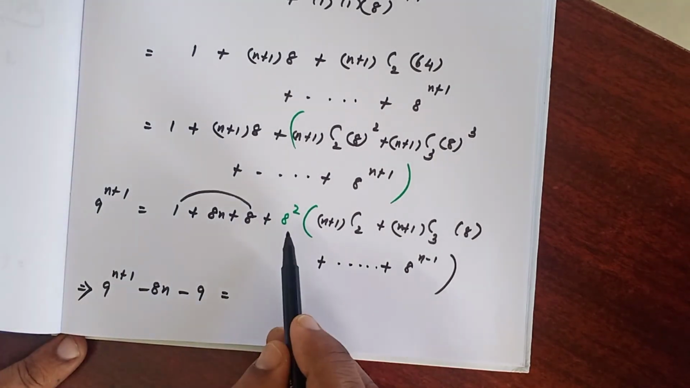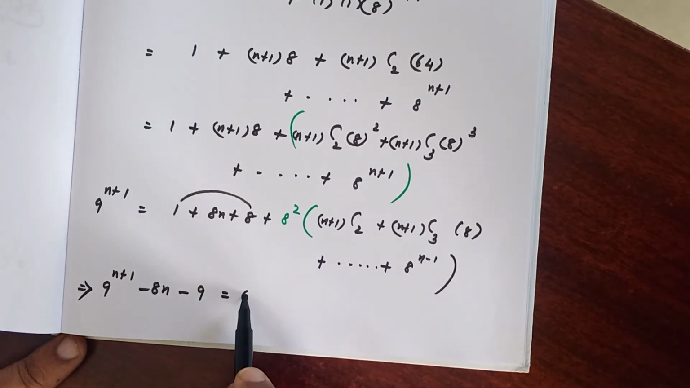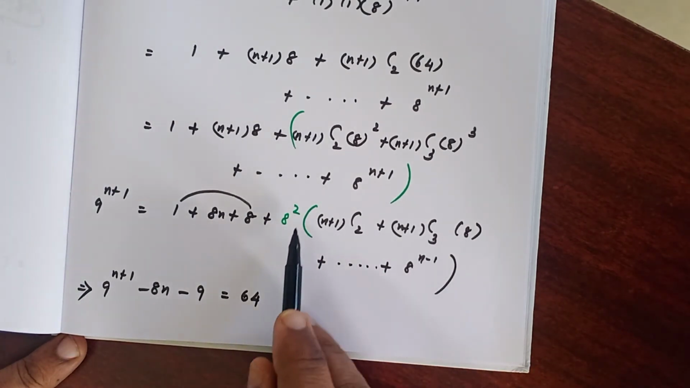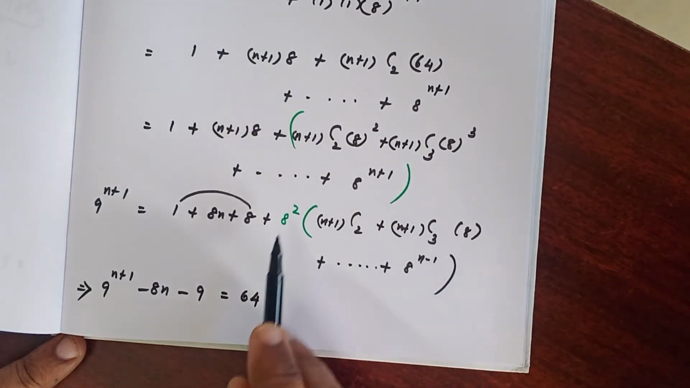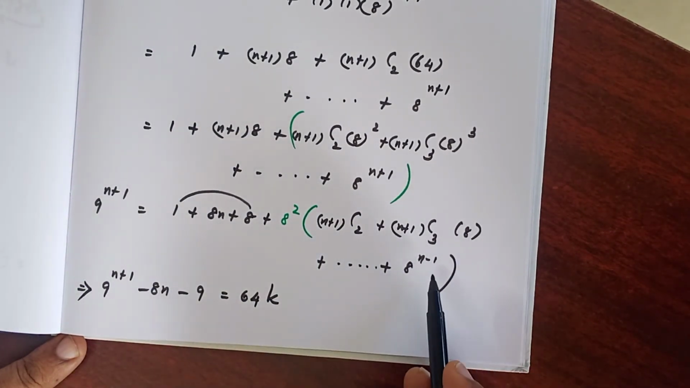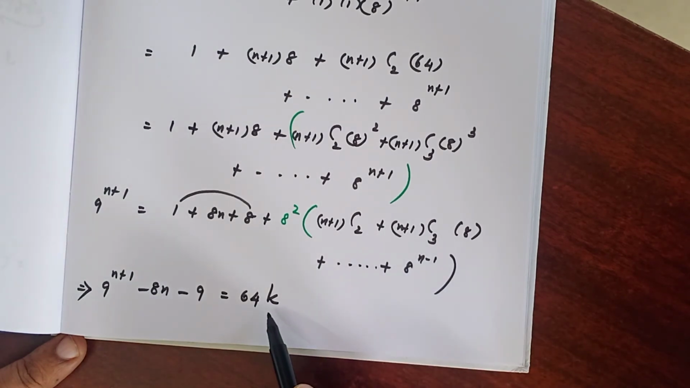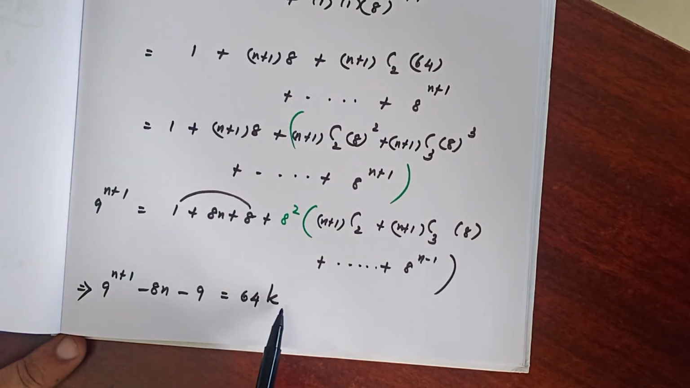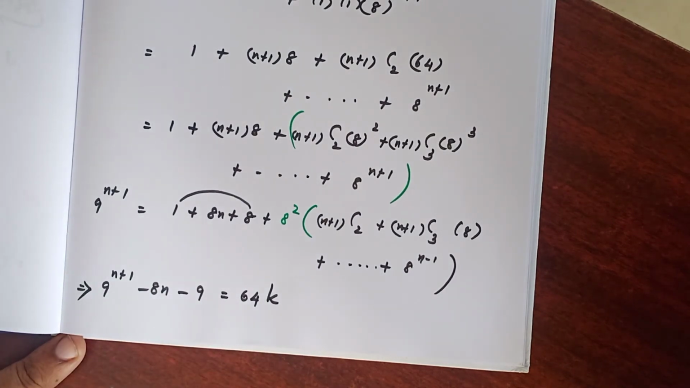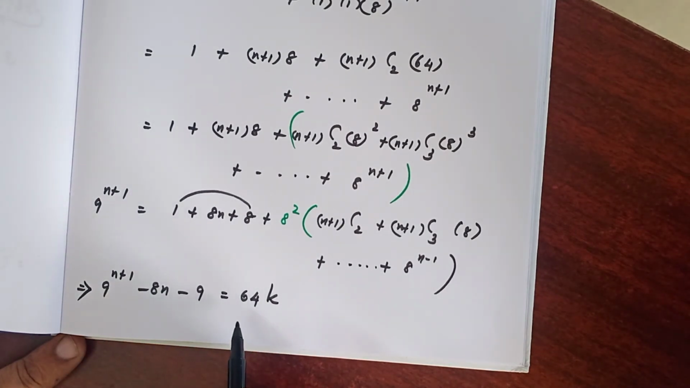That is equal to, what is 8 square? 8 square value is 64 into the entire expression I consider as the constant k. Definitely you'll be getting one value. That value I consider as k. K is a constant. Look at that. I have proved that 9 power n plus 1 minus 8n minus 9 is a multiple of 64. 64 into any number or 64 into any expression is a multiple of 64. Even we can say that is divisible by 64. Okay.